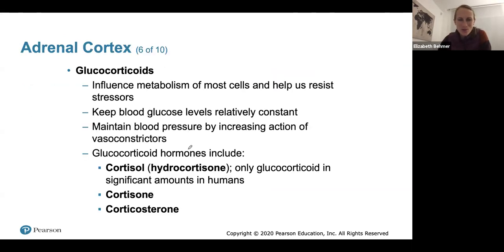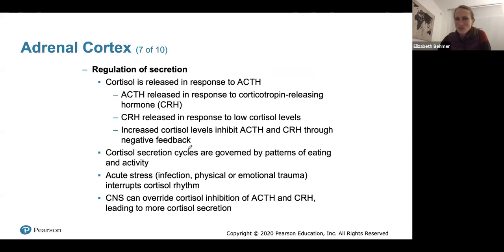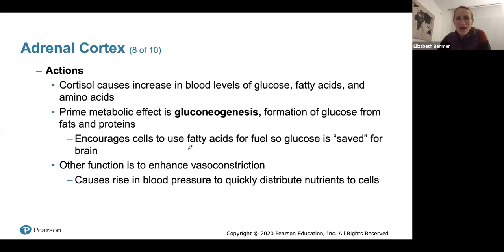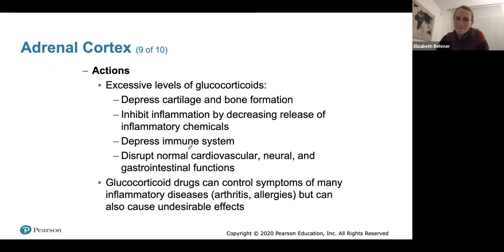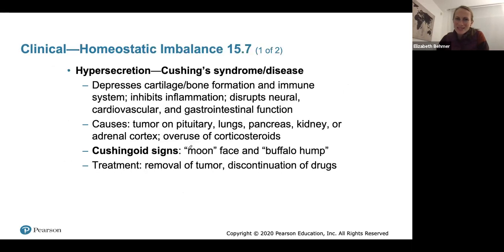More glucocorticoids influence the metabolism as well, and help us resist stressors. I'm going to kind of skip over these. I don't think I asked you too many about these. The actions of cortisol cause an increase in blood levels of glucose, fatty acids, and amino acids. It gets your body also ready to use up stored energy sources. Okay, so I'm going to skip over these as well.